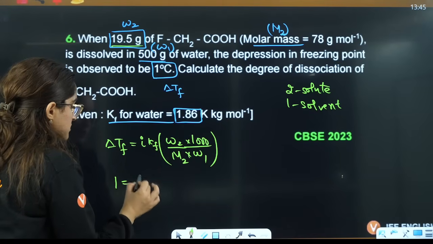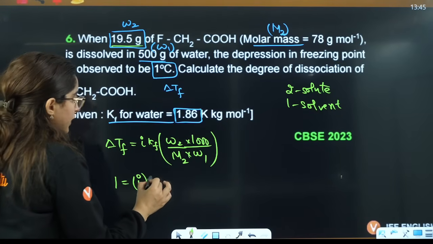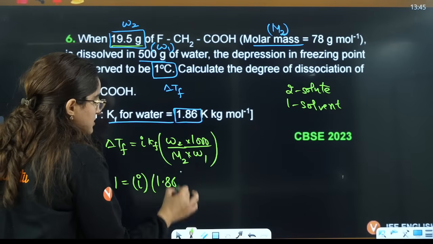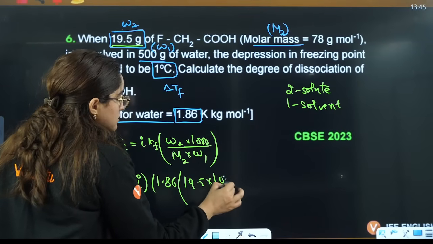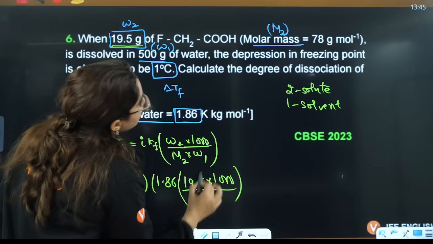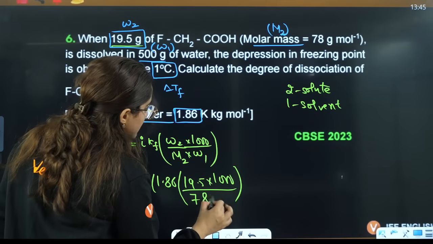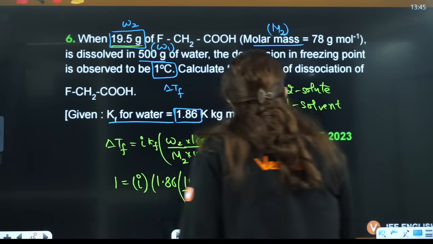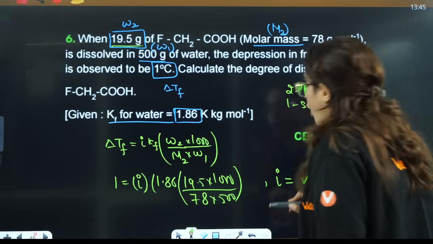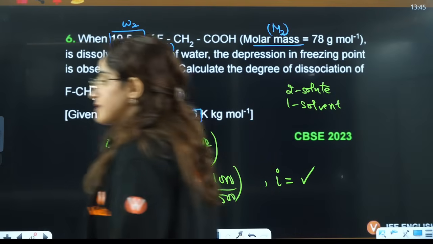This is 1. This i, we don't know, we'll calculate the value of i. This is 1.86. W2 is given to you, that is 19.5. This is 1000. M2 is given to you, that is 78. And W1 is given to be 500. From here, you will calculate the value of Van't Hoff factor, that is i.